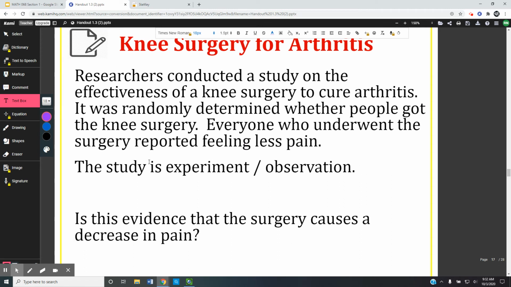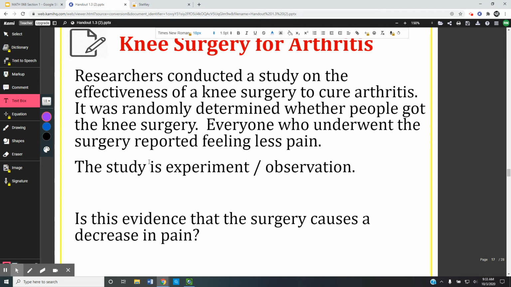We're going to talk about knee surgery here. There's a wily kind of question. Researchers conducted a study on the effectiveness of a knee surgery to cure arthritis. It was randomly determined whether people got the knee surgery. Everyone who underwent the surgery reported feeling less pain. So the first question is, is this an experiment or is this an observation?